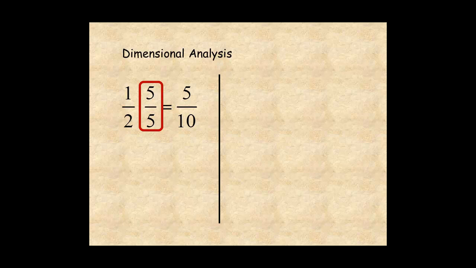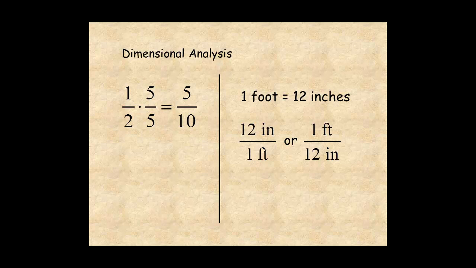In dimensional analysis, you do the same thing. You multiply by unit ratios that are equal to 1. For example, if 1 foot equals 12 inches, then 12 inches over 1 foot, or 1 foot over 12 inches, are unit ratios equal to 1.